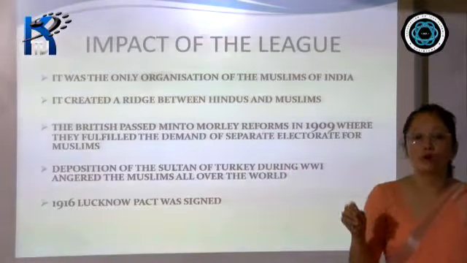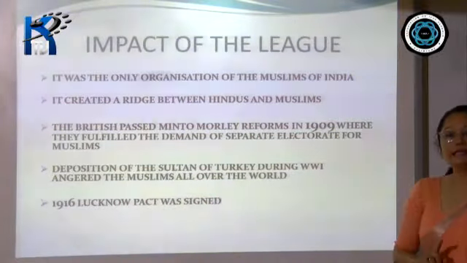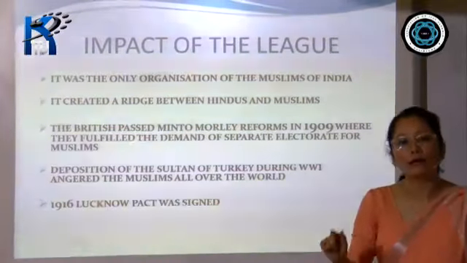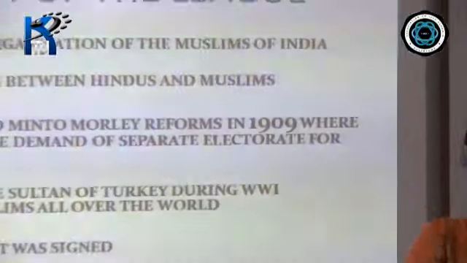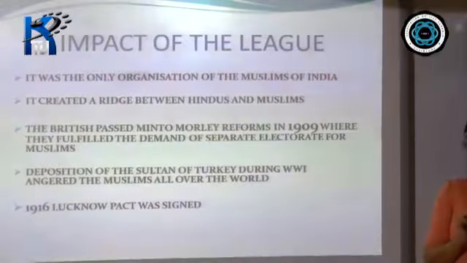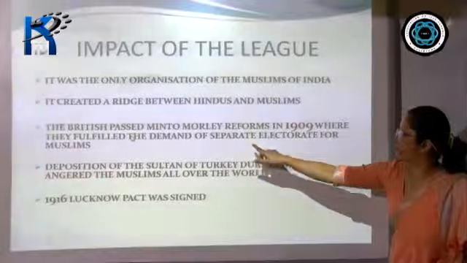Just to keep his promise towards the Muslims, in 1909, the Indian Councils Act of 1909, also known as the Minto-Morley Reform. Lord Minto is the Viceroy, Lord Morley is the Secretary of State. With these two names, the Minto-Morley Reform was passed. I will just discuss the most important provision of the Minto-Morley Reform: the demand of separate electorate, whatever the Muslims had asked, was granted by the British.